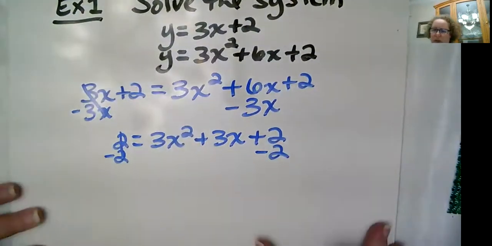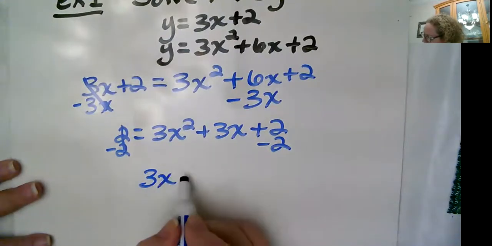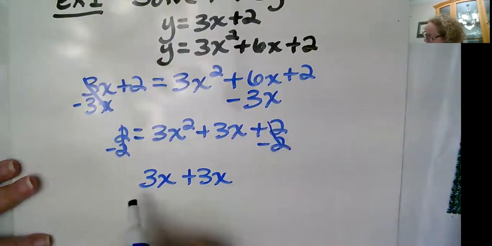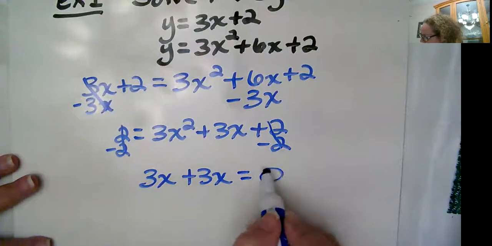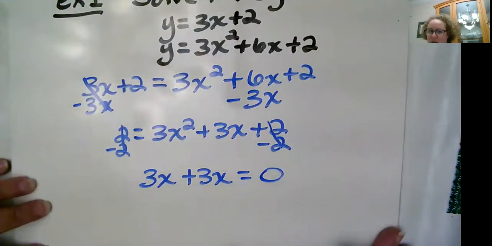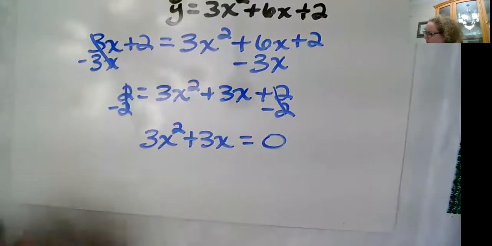There we go, it's a little bit clearer. So now we have 3x squared plus 3x. Well, the 2's end up canceling also. So we're left with this, and this is equal to 0. Doesn't matter which side you put it. Well, we want to know what the x values, 3x squared, sorry. We want to know what the x values are.